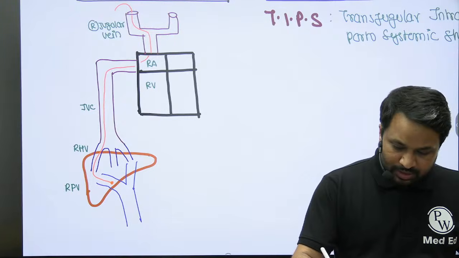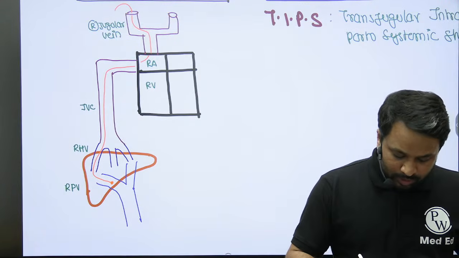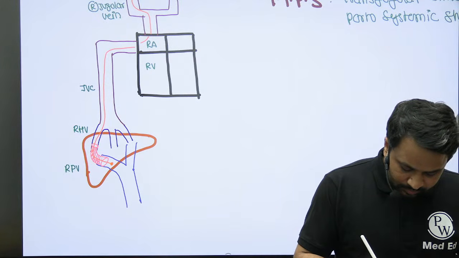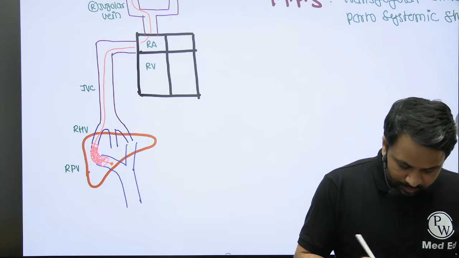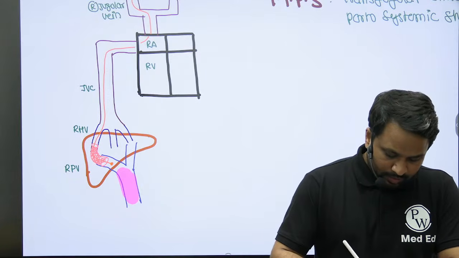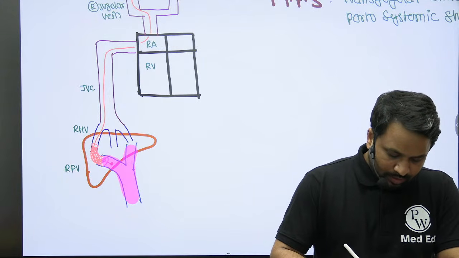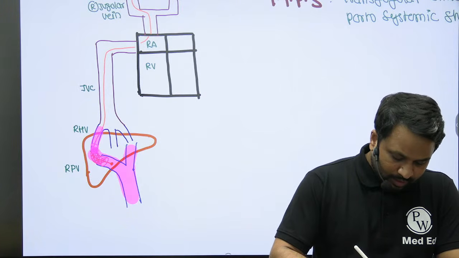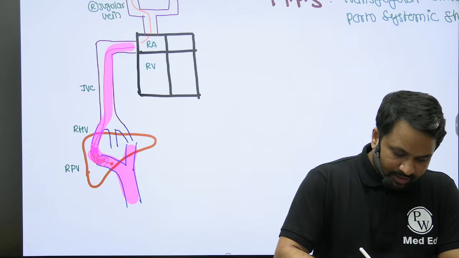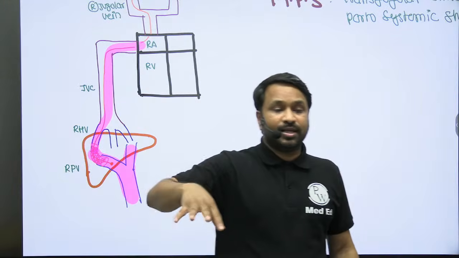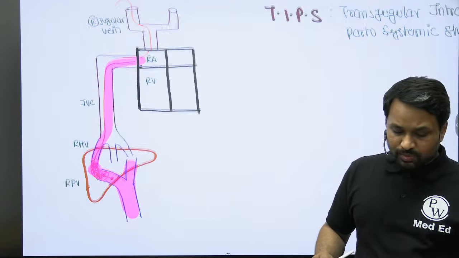Once I reach the desired site, I'm going to deploy my stent, and the stent will be placed between the right portal vein and the right hepatic vein. This is where I have deployed the stent, right? The minute I deploy the stent, what is going to happen? The blood that is flowing into the portal vein, with the help of the stent, will now directly go into the hepatic vein, from there into the IVC, and then into the right atria. So you're bypassing it. Obviously, when you bypass it, the volume of blood in the portal vein will decrease and the portal pressure will also reduce, and this is what we call TIPS.